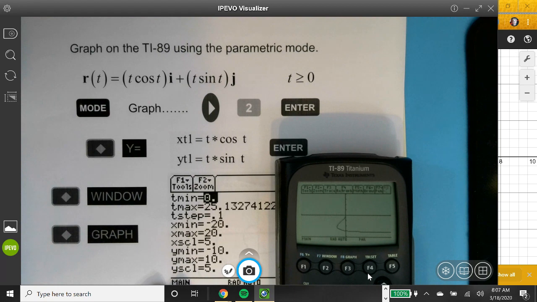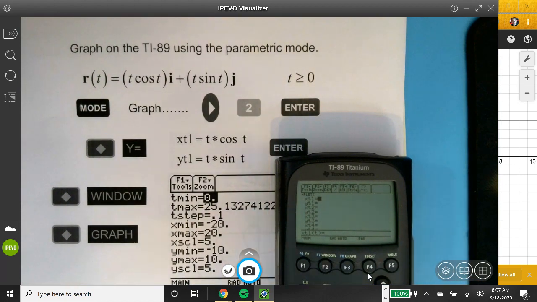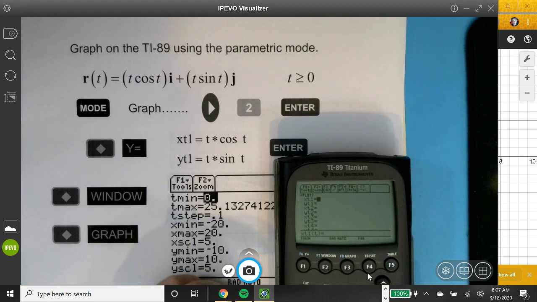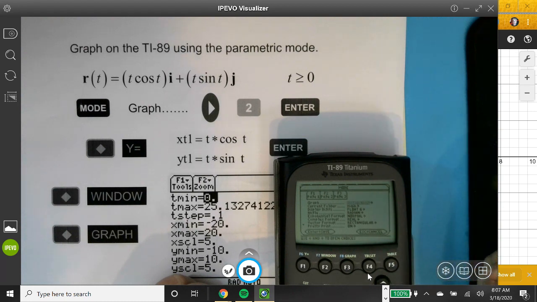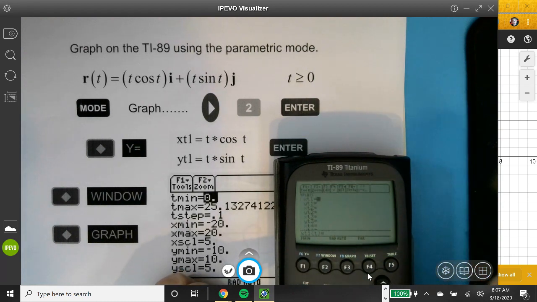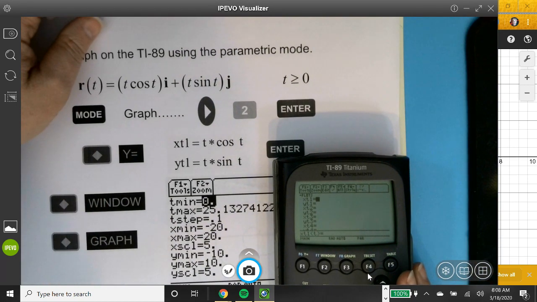Okay? So I'm going to go to y equals, and I'm going to clear out the two functions I had in there. And I want you to notice that when we go to diamond y equals, after we're in parametric mode, and remember you change your mode by hitting the mode key and changing it to parametric, diamond y equals gives us where we would input our functions into parametric mode.